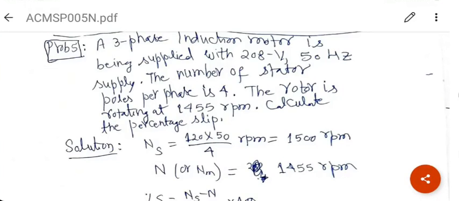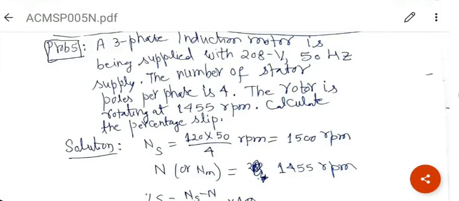So the first thing you do is calculate synchronous speed, NS, which is 120 F by P. Number of poles is given, F is given, figure out NS. It is 1500 RPM. The actual speed is given as 1455 RPM. Let us call it N. They call it NM also in many books. M, small m means motor or mechanical sometimes.